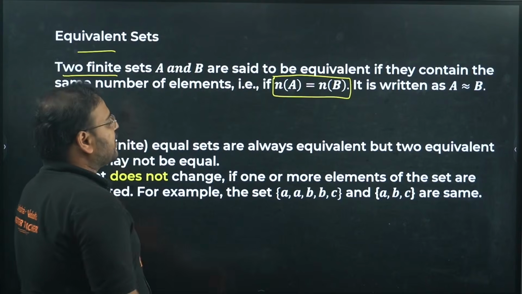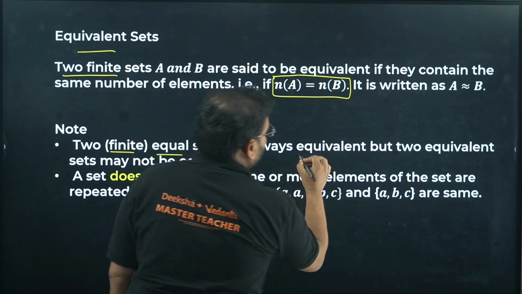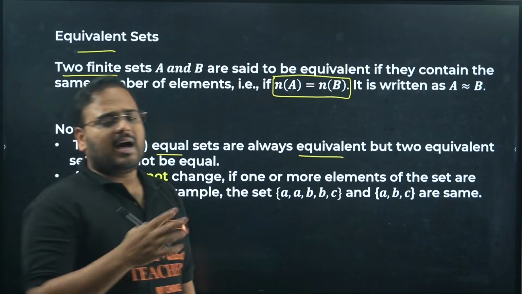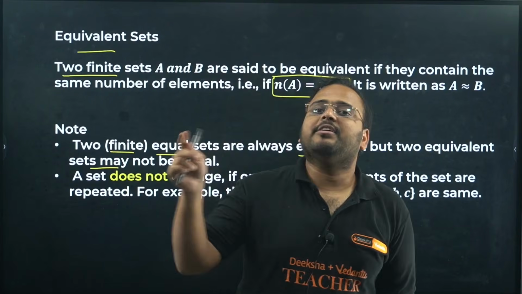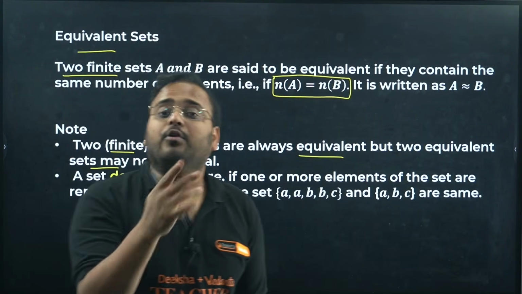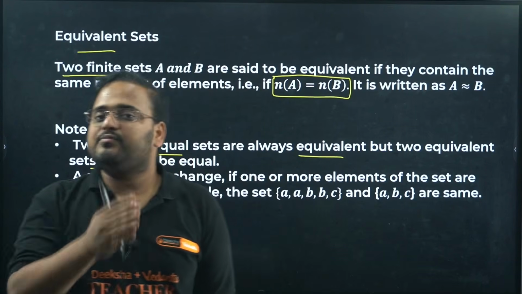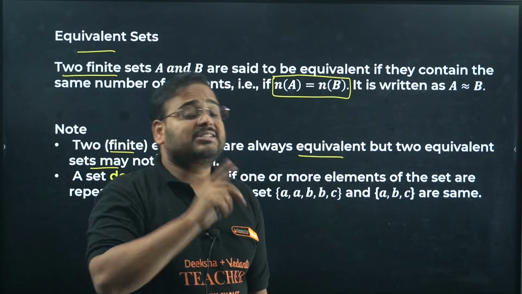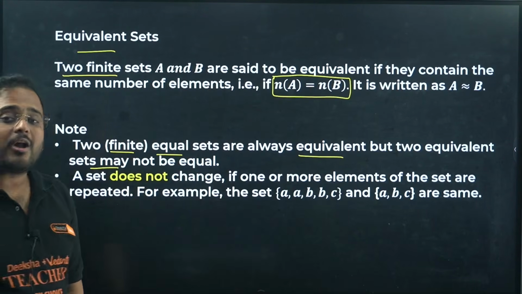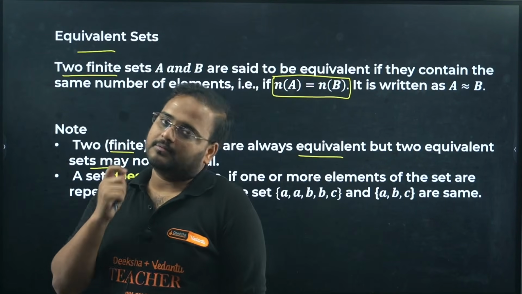2 finite equal sets are always equivalent, but two equivalent sets may or may not be equal. Example, I can write 1, 2, 3, 4 and I can write 2, 3, 4, 6. Both have the same number of elements, which is 4. So the number of elements is 4 in both the sets, but the sets do not have exact or identical elements. Okay, so equivalent sets may or may not be equal, but all equal sets will every time be equivalent.